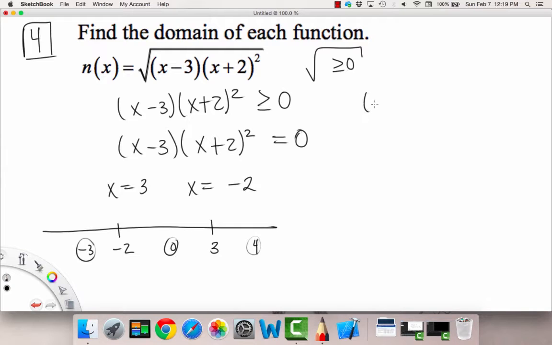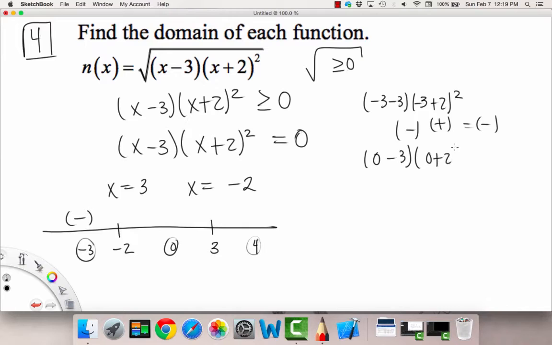So for -3, we get -3 minus 3, and then -3 plus 2, but squared. Anything squared is always going to be positive. So this second term is always going to be positive. And then we have a negative, so that turns it negative. So we have a -1 for that interval. How about we try 0. So 0 minus 3 times 0 plus 2 squared. Again, this is always positive, and this is going to be a negative. So again, we get a negative, right? So negative again. Now let's try 4 lastly.